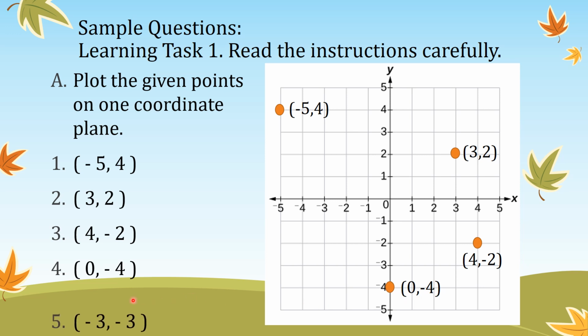And then for number 5, we have negative 3, negative 3. So we count 3 units to the left in our x-axis and 3 units downward in our y-axis. So we start from 0, this is our origin. We have 1, 2, 3, so negative 3. Then downward, because it is negative 3, 1, 2, 3. So this will be the location of the point negative 3, negative 3.